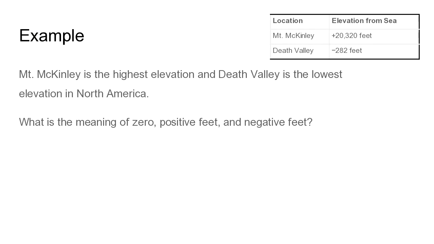Okay, we've got Mount McKinley is the highest elevation and Death Valley is the lowest elevation in North America. What is the meaning of zero, positive feet, and negative feet? So our next person should be Leonardo. What is the meaning of zero in terms of our question?